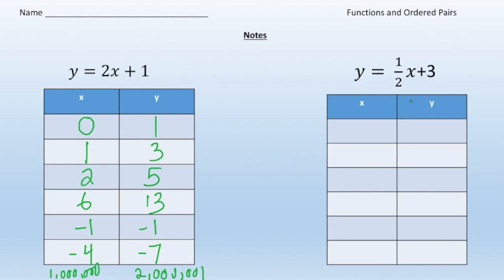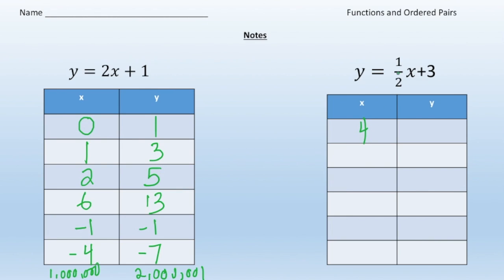All right. Let's try the second function. For this function, we have y equals 1/2 x plus 3. Okay, and notice now our coefficient is a fraction. So it's good to always use nice even numbers when you have 1/2 as the coefficient. So let's say, for example, we have x is 4.